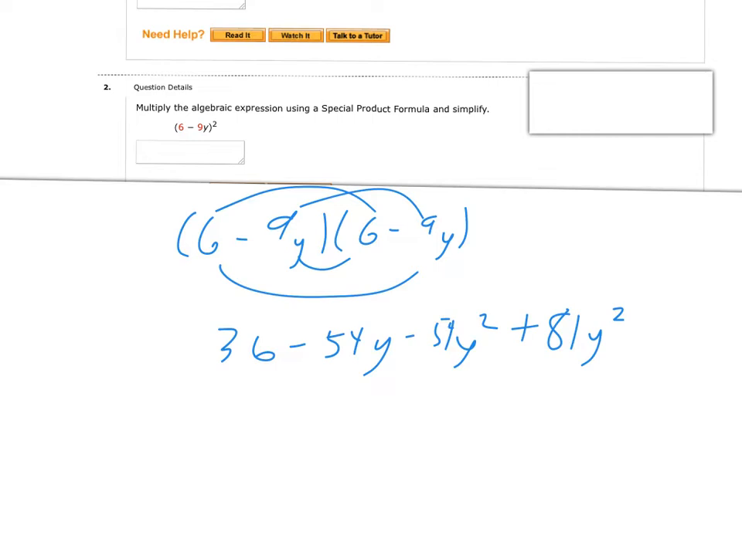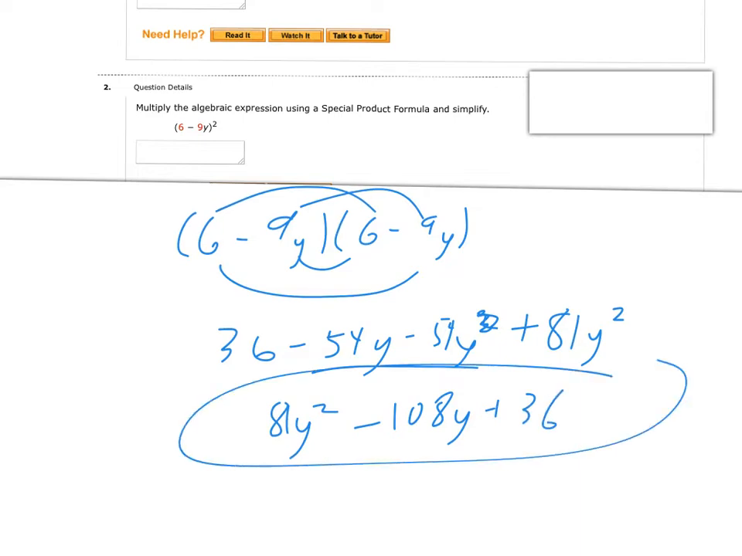And then as I combine like terms, I would go ahead and put this again in standard form. So I'm going to put the power, 81y squared first, and then I'll combine these to get my negative 108y. Oh, that's not squared. And then plus 36. So that'll be my final answer there.